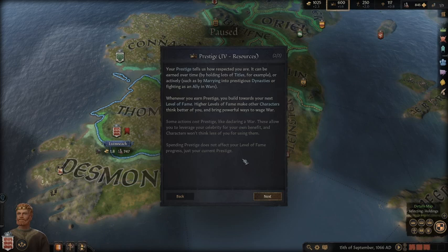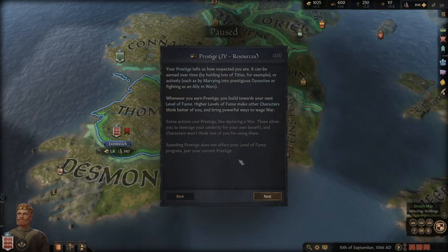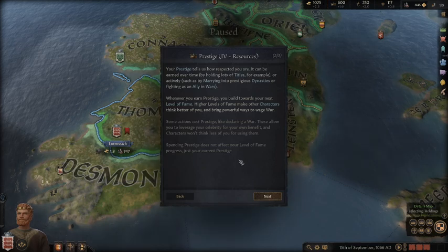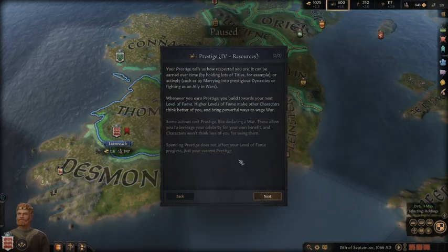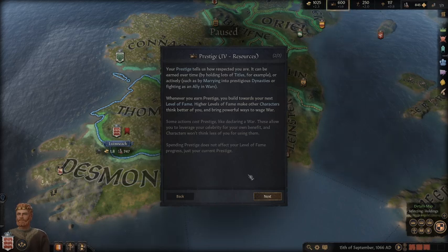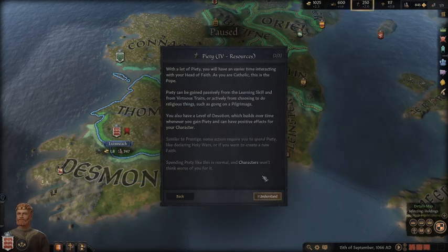Some actions cost prestige, like declaring a war. These allow you to leverage your celebrity for your own benefit, and characters won't think less of you for using them. Spending prestige does not affect your level of fame progress. It is just your current prestige.